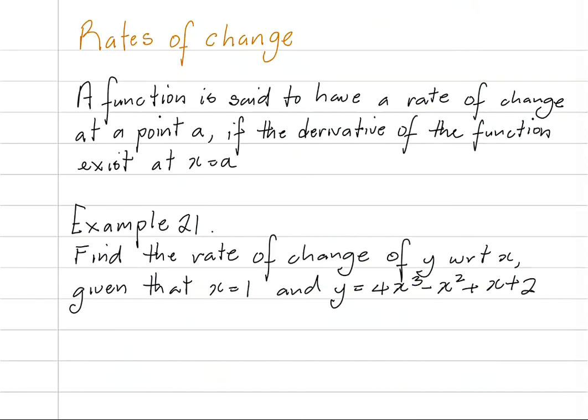Alright. Finally, the last part. This says rate of change. Now, a function is said to have a rate of change at a point A if the derivative of the function exists at x is equal to A. In other words, from CSEC, if you remember, when someone says rate of change, they're actually talking about the gradient. So when someone says find the rate of change of y with respect to x, what they're asking you to find is the gradient function, which is the first derivative. So in a sense, they're asking you to find the first derivative.